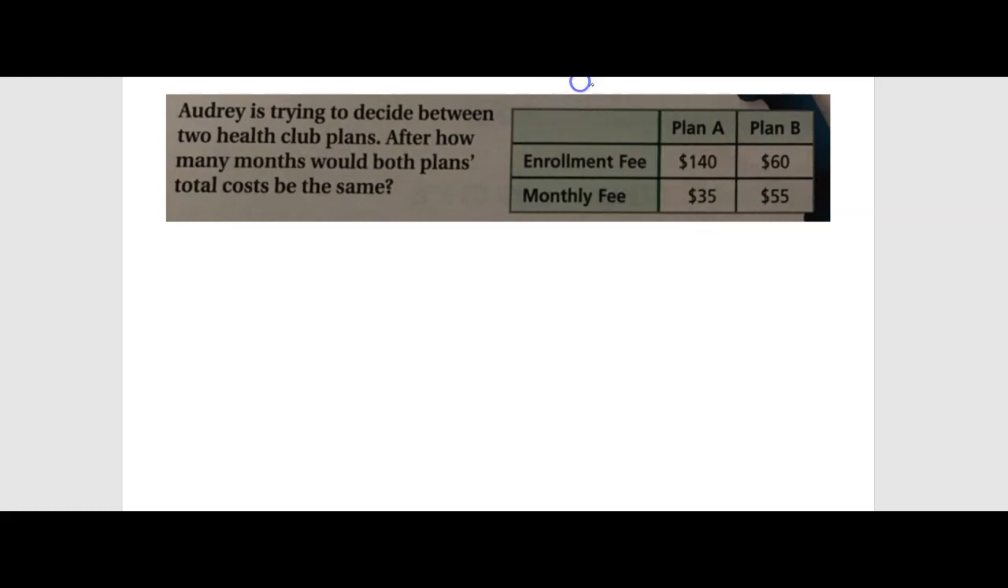All right, so we actually can just write one equation here. We're trying to figure out when plan A, the cost of plan A, is equal to the cost of plan B. So we have an equation in words, and now we need to try to change those words to some combination of letters and numbers. Well, let's think about it.